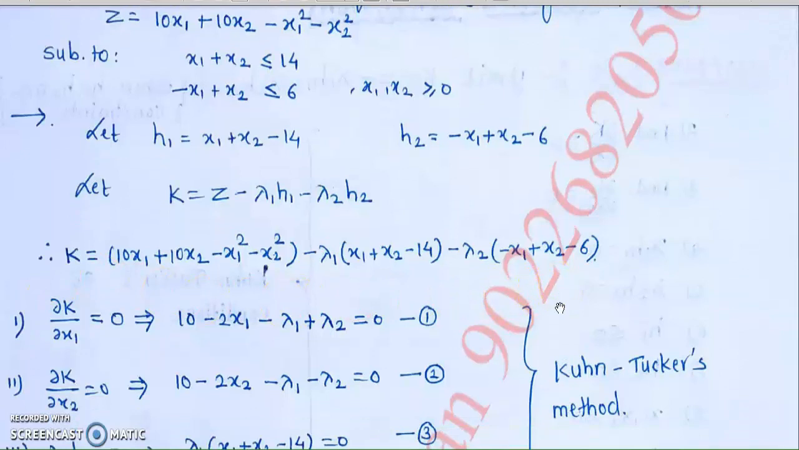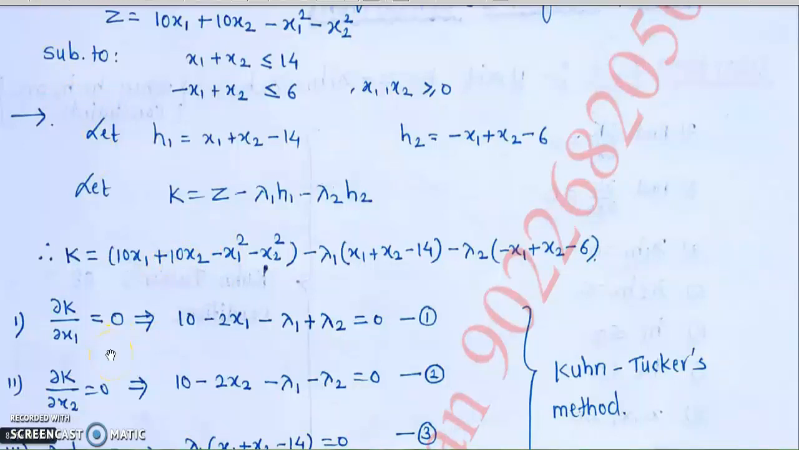Now we start with the Kuhn-Tucker conditions. We have the derivative of K with respect to x1 equal to 0 as equation 1. So if we differentiate this equation with respect to x1, we get a 10 here. This contains no x1, that's why 0.